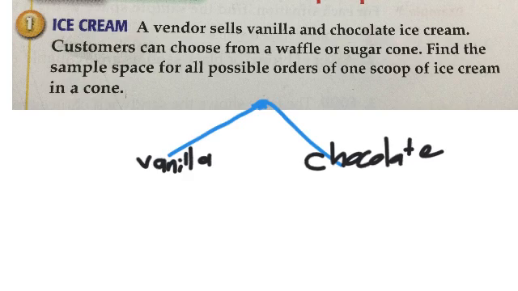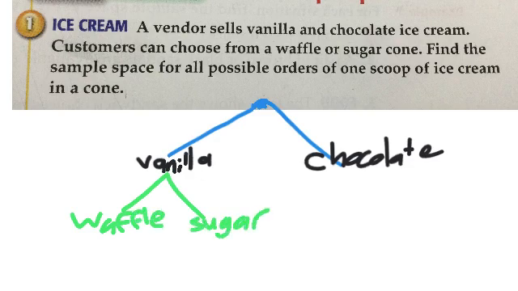Now the next decision, they can choose from a waffle or a sugar cone. So what if you chose vanilla? How many options do you have now? You have 2. You could choose waffle or sugar. What if you chose chocolate? Still 2. They have 2 options. Theirs would be waffle and sugar.